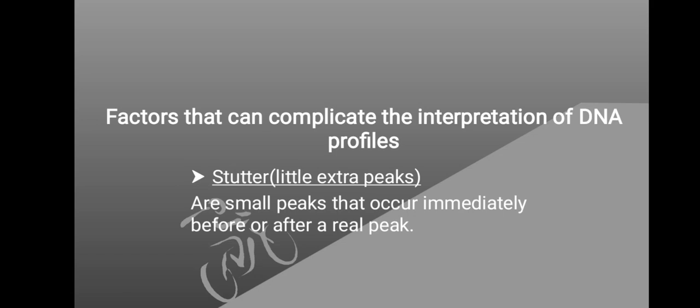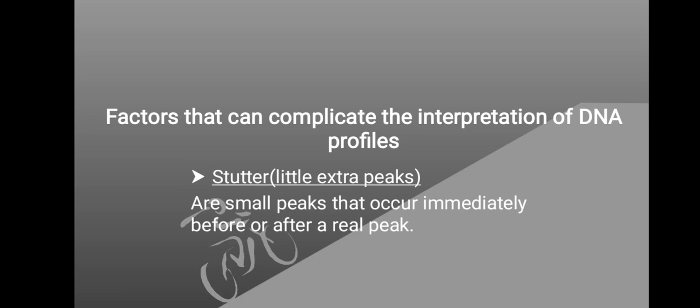And in this we have different factors. We have about 5, which are stutter, spike peak, we have degradation, we have blob or background noise, and we also have pull up. We're going to start with stutter.